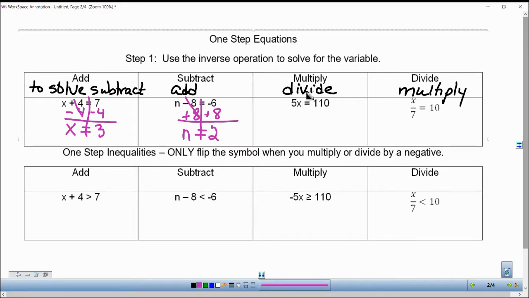On our multiplying, to solve them, you would divide. So when you have a letter and a number together, that is multiplication. So to undo multiplication, you divide by 5. So x equals 22.